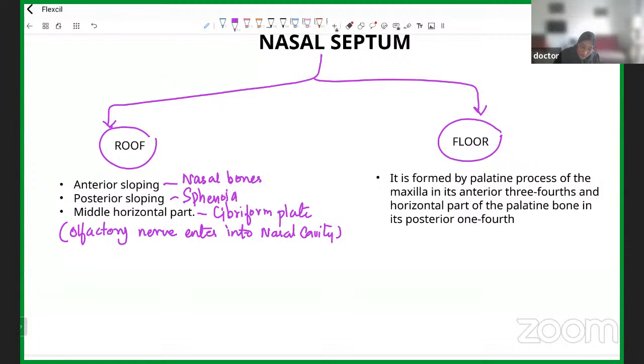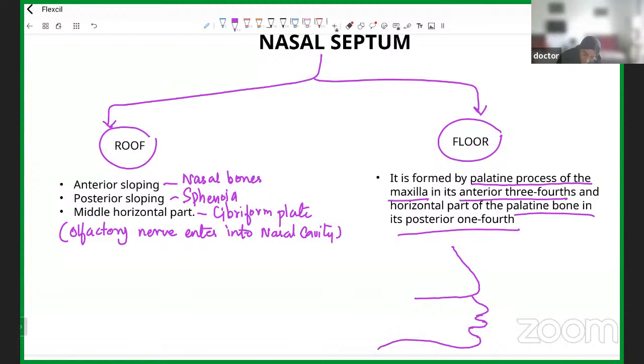Okay. So it is formed by the palatine process of the maxilla in its anterior 3/4 and the horizontal part of the palatine bone in the posterior 1/4. So if this is your nasal septum, let's make a lip here. So this is the palate. So the anterior 3/4 is made by the maxilla, sorry, and the posterior is made by the palatine bone.